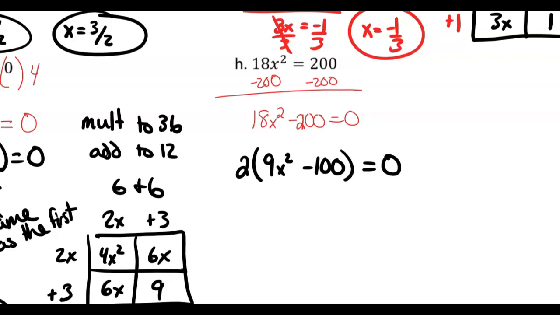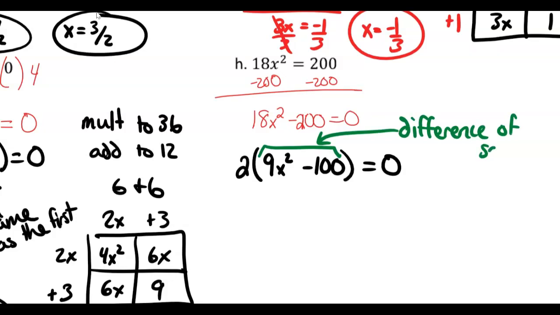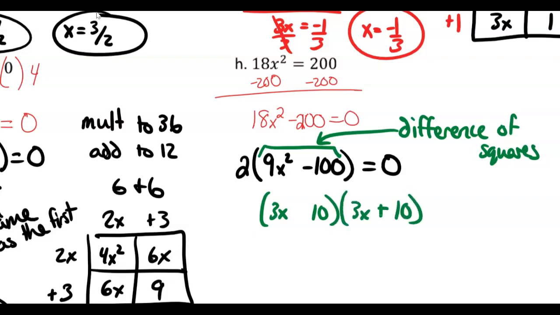Now, when it is 9x squared minus 100, this is a difference of squares. It is both perfect squares. We can square root them. They're subtracting, and it's a binomial. So remember, you square root it, you get 3x. Square root of 100 is 10. And then one's plus and one's minus. That 2's just chilling outside. It doesn't really do much. And set each factor equal to 0 and solve.